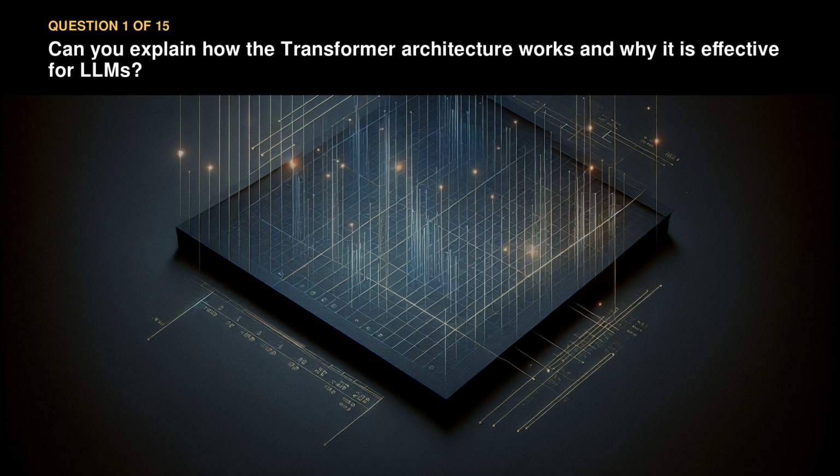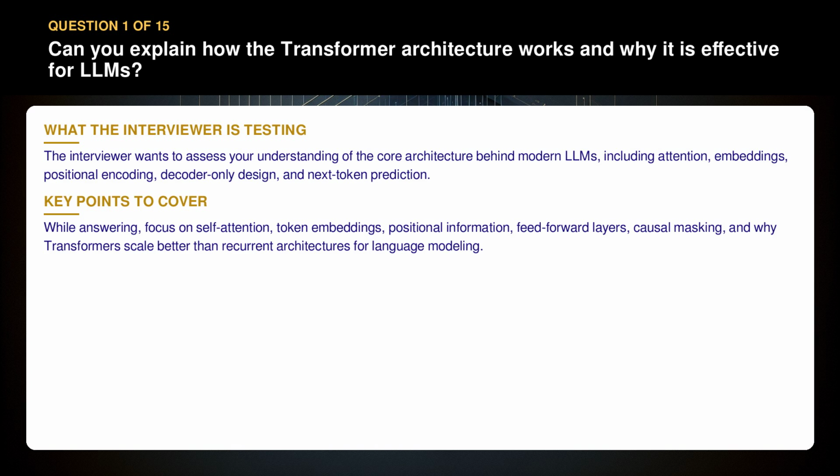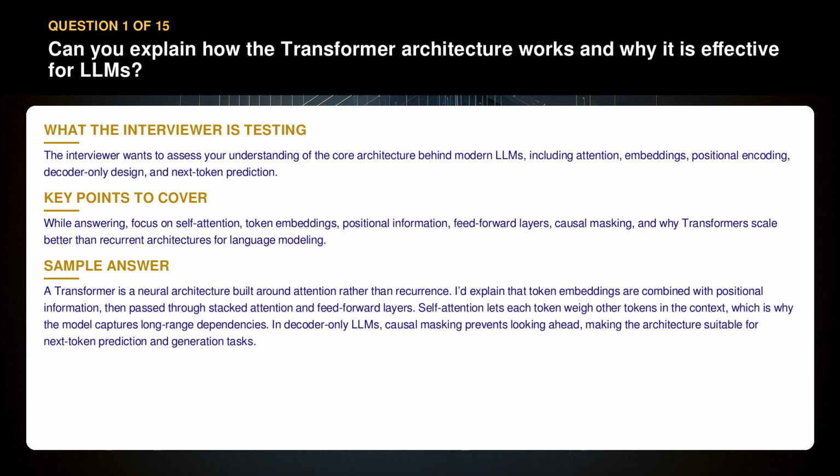Question 1. Can you explain how the transformer architecture works and why it is effective for LLMs? The interviewer wants to assess your understanding of the core architecture behind modern LLMs, including attention, embeddings, positional encoding, decoder-only design, and next token prediction. While answering, focus on self-attention, token embeddings, positional information, feed-forward layers, causal masking, and why transformers scale better than recurrent architectures for language modeling.